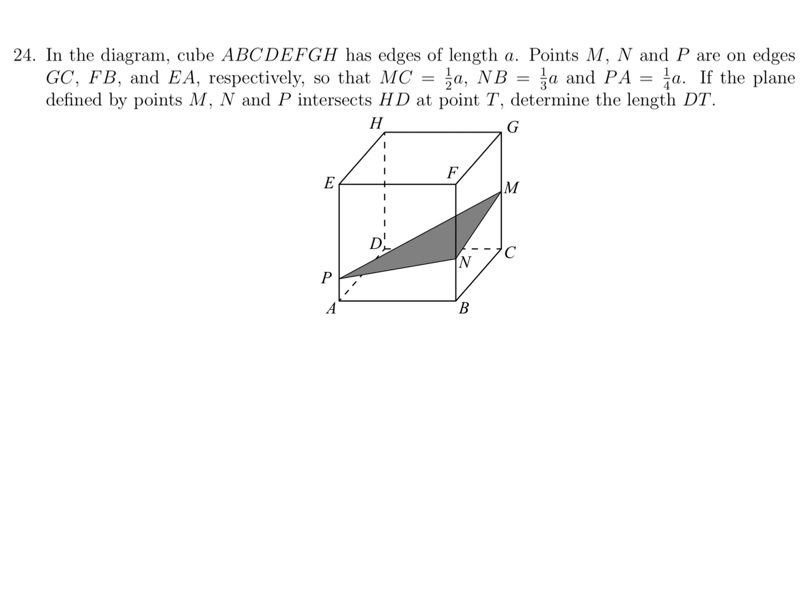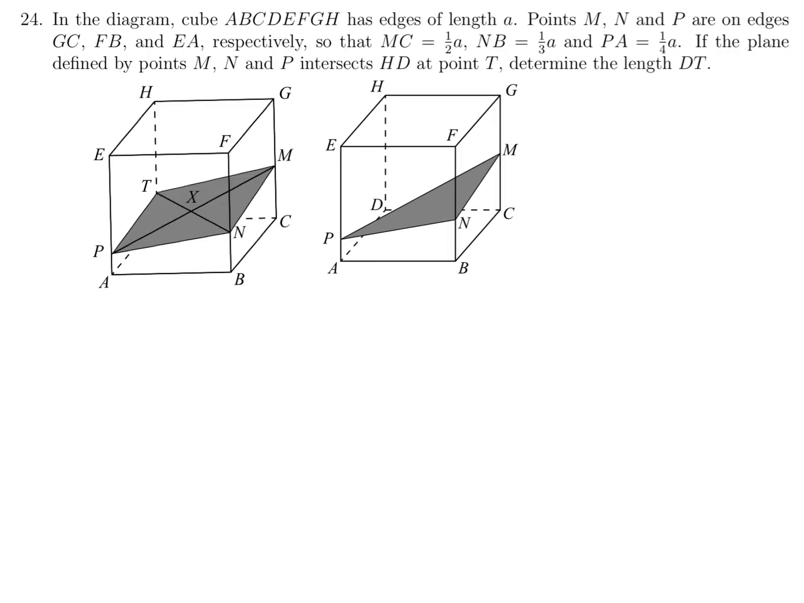Okay, so we have to draw a little diagram. And I just put that diagram right beside the original one to illustrate what they want. They eventually want us to figure out the length of DT. Now, D is shown in the original diagram. It's hidden in the second one, but you understand the distance from D, which would be at the bottom, all the way up to T.